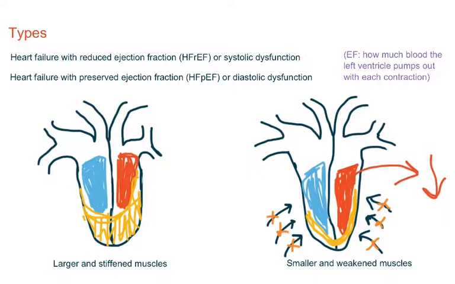Heart failure with preserved ejection fraction or diastolic dysfunction refers to diastole. It is that phase of the cardiac cycle where the heart fills with blood. So it is basically a filling problem. In this type of heart failure, the heart is not filling with enough blood in the first place. And why is that? Because the heart muscles are very large and they're stiff, so they take up more space, leaving less space for the ventricles to fill with blood.